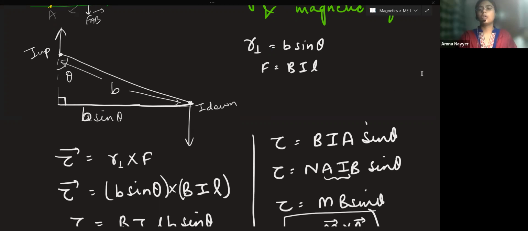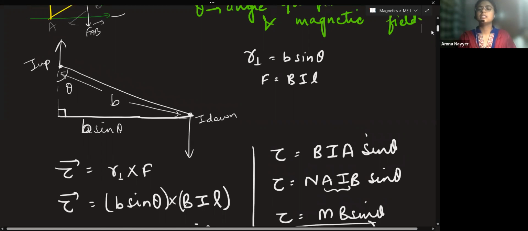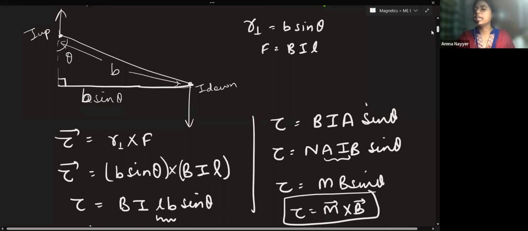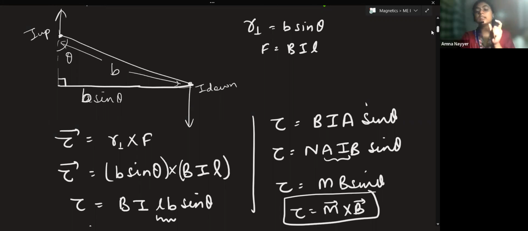And then torque will be what? If you simplify here, the current, you will be left with NAIB. AI is the magnetic moment. So it's the cross product of magnetic dipole moment and magnetic field. In case of electrostatics, you had P cross E, electric dipole moment into electric field. Here you have magnetic dipole moment into magnetic field. So this way also you can remember it.